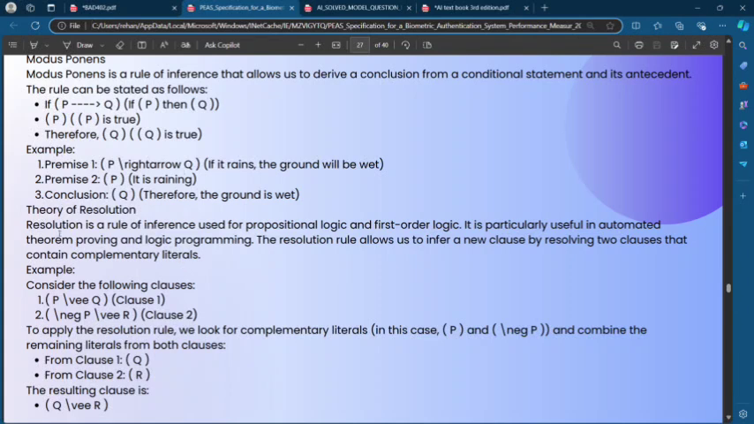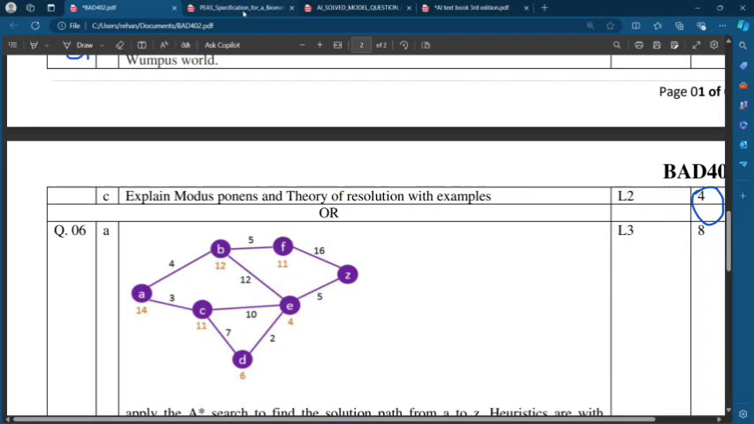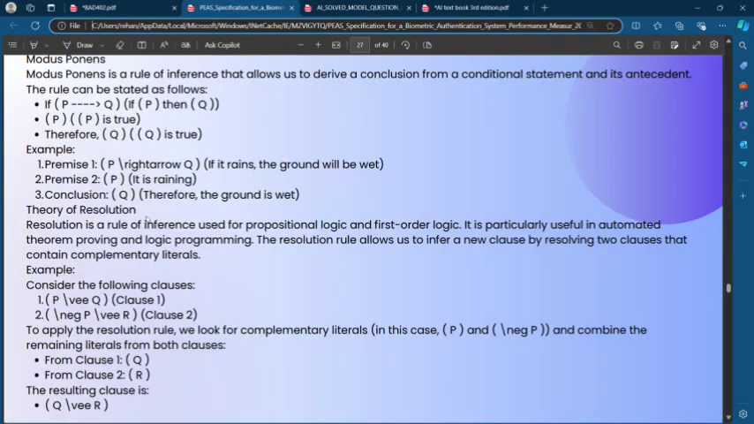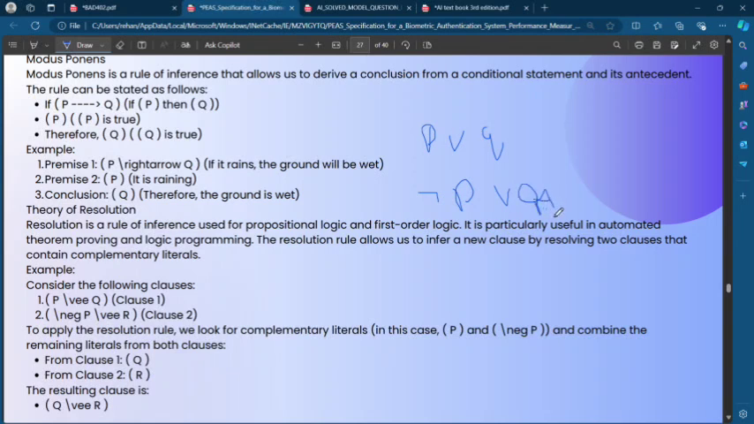And then we also have the sub question, theory of resolution. I'll tell what the theory of resolution is. Let me draw. When I try to copy paste the content, the symbols will not come. So what they're saying, we have one clause. A clause is nothing but a proposition, P or Q. And then we also have negation P or R.